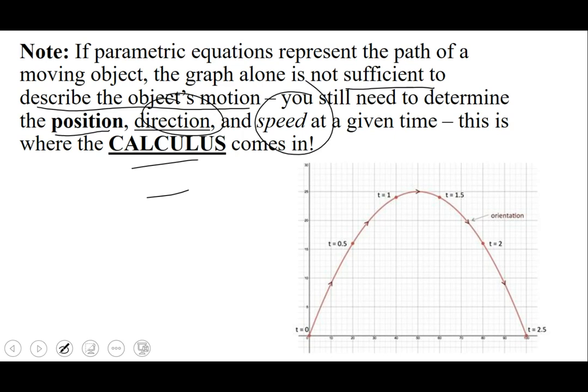So finding speed, direction, and position is a huge thing you're going to do next year using parametric equations. For now, you just have to know that it's a thing. But again, the reason we have these arrows is because we're eventually looking to find things like position, direction, and speed. So for now, you just have to be able to tell me where the orientation is, and then you'll leave the good stuff for next year.